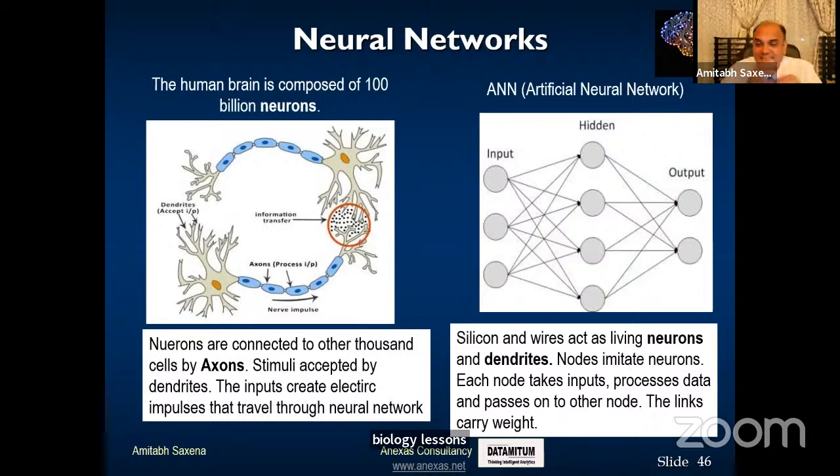Now, how is a memory created? The dendrite accepts the input and passes it on to the next. Basically, there are multiple neurons, millions, billions of neurons, so the memories get stored there in the neural pathways. Just for example, someone told you in your childhood in the classroom, this is a pen. So this information got stored in a few, maybe thousands, of neurons in your brain.